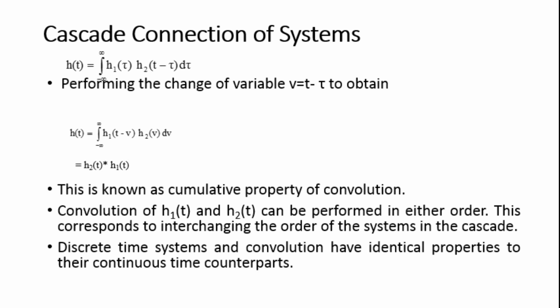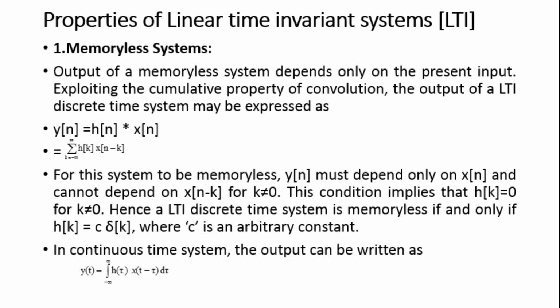Discrete time systems and convolution have identical properties to their continuous time counterparts. Next, we are going to discuss properties of linear time invariant systems. So the first one is memoryless systems. The output of a memoryless system depends only on the present input.